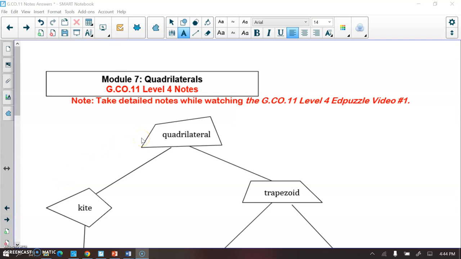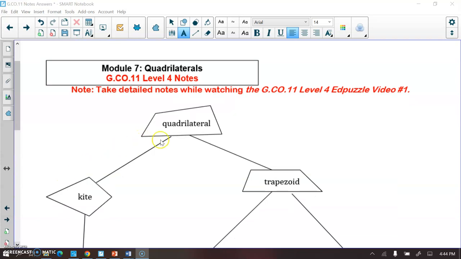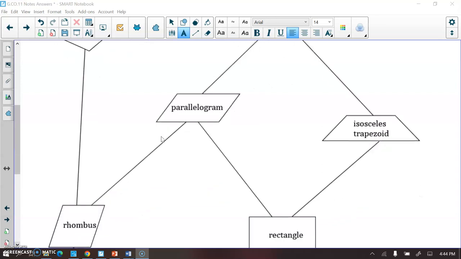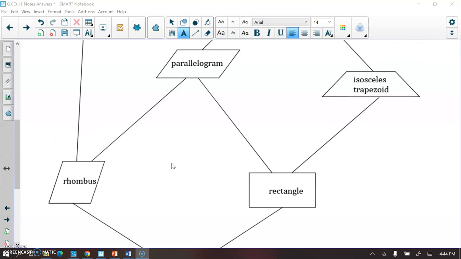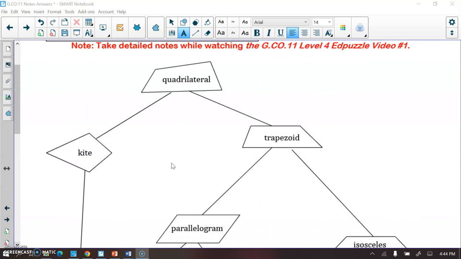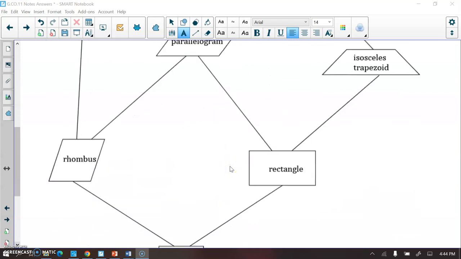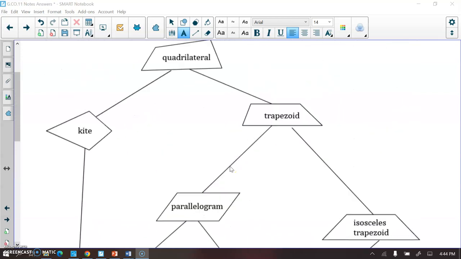All right, so we have learned about many different quadrilaterals. We've learned about kites, trapezoids, parallelograms, isosceles trapezoids, rhombuses, rectangles, and squares. Now this is the hierarchy of quadrilaterals. All of these are quadrilaterals.